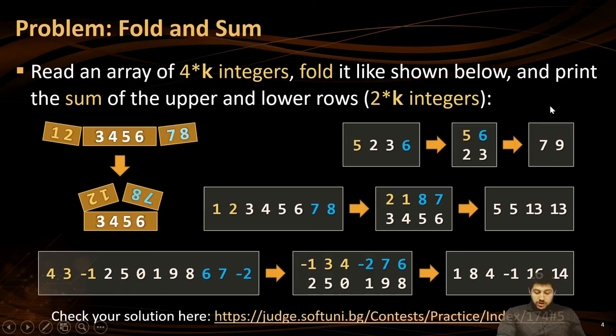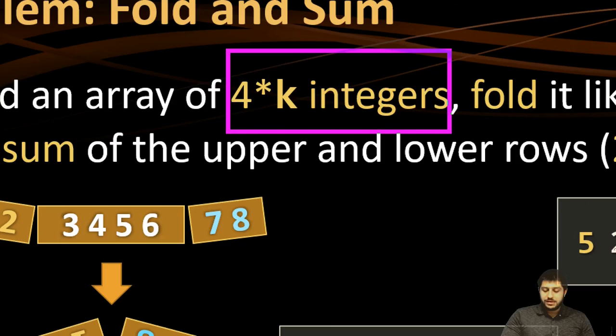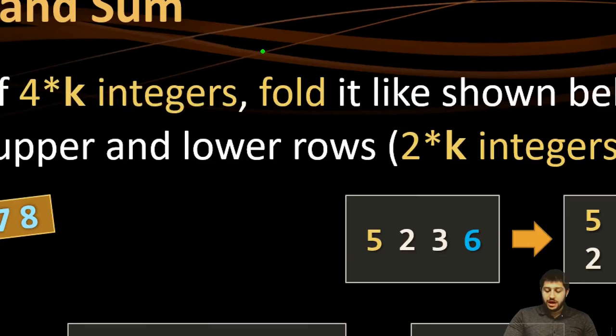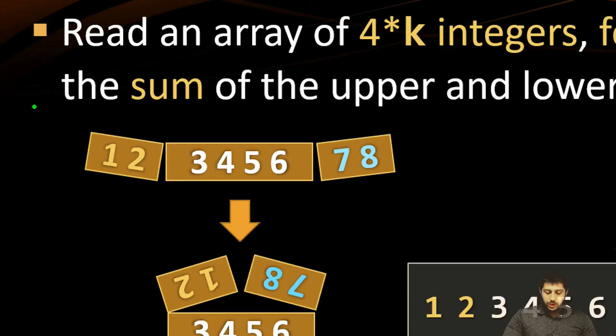So how did we solve this problem? First of all, one of the most important things, we considered this statement here that the number of integers that we are going to get is 4 times k, which means that the number of integers is going to be a multiple of 4. This is really important. Next, we need to fold them in some way. And the way we fold them, we can see here, is that we take the first n integers and the last n integers, we reverse them and fold them.